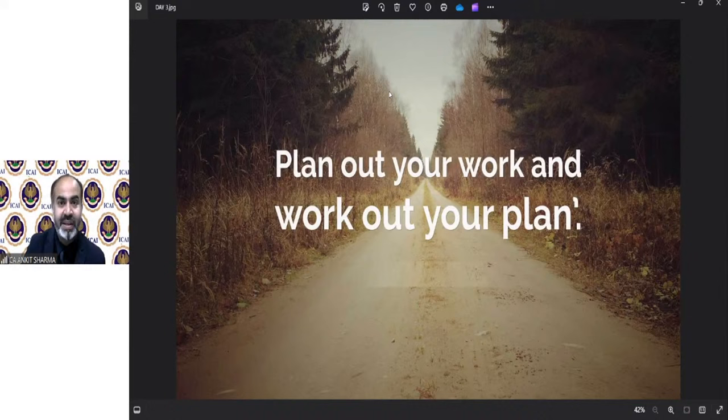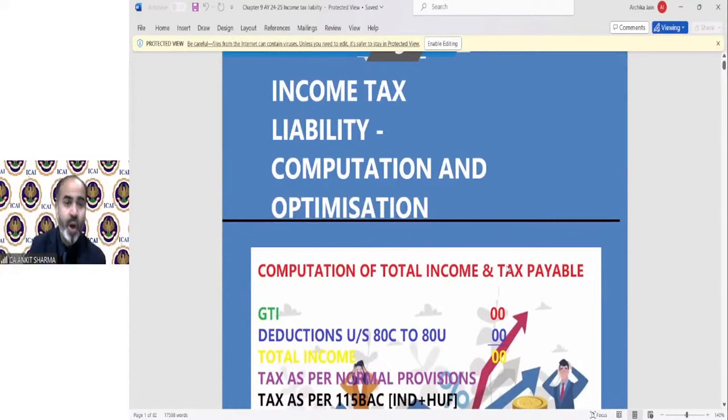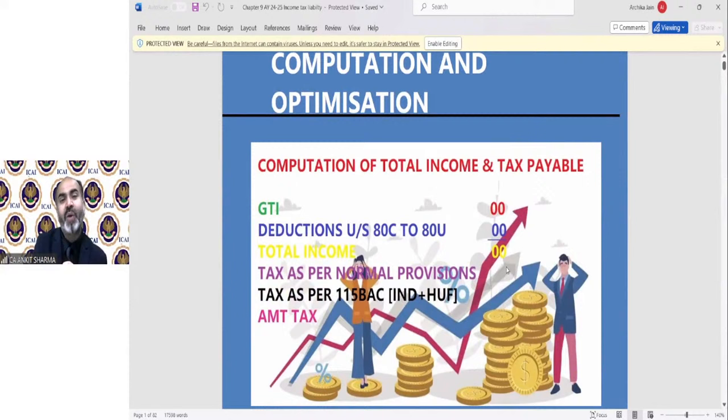This is our chapter number 9, and we are going to discuss income tax liability, computation, and optimization. Technically, in this chapter we have to see how to calculate the GTI, the gross total income. Then we deduct deductions under section 80C to 80U. Then we find our total income, that is, total income after deduction. Then we have to calculate tax as per normal provisions of income tax or tax as per 115BAC, which is the default tax regime. Tax as per normal provisions applies if you are shifting out of that default tax regime. That is our normal provision.